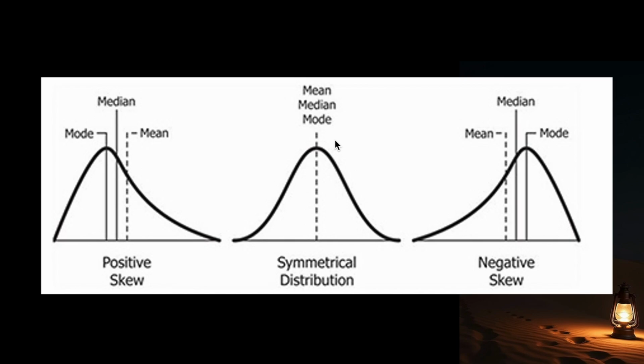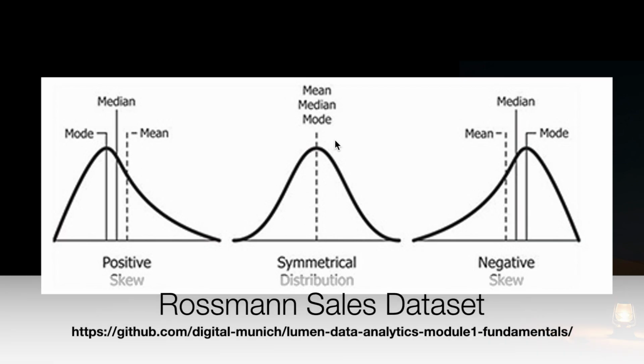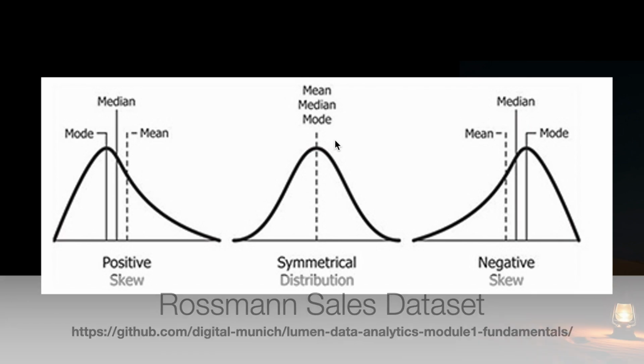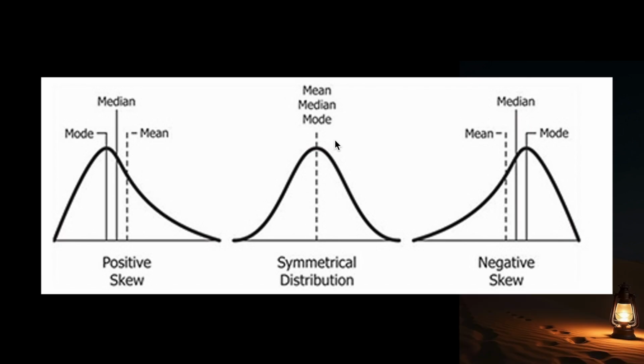Let's start with the central figure, the symmetrical distribution. Here, mean is equal to median. This is a scenario which, in terms of our Rossmann Sales data, indicate that performance is relatively balanced across the stores. This distribution facilitates more accurate forecasting and resource planning because we know that across all the stores, the sales are approximately the same.